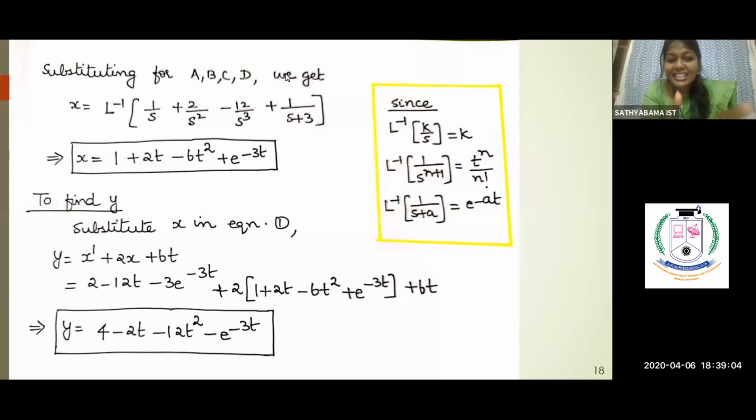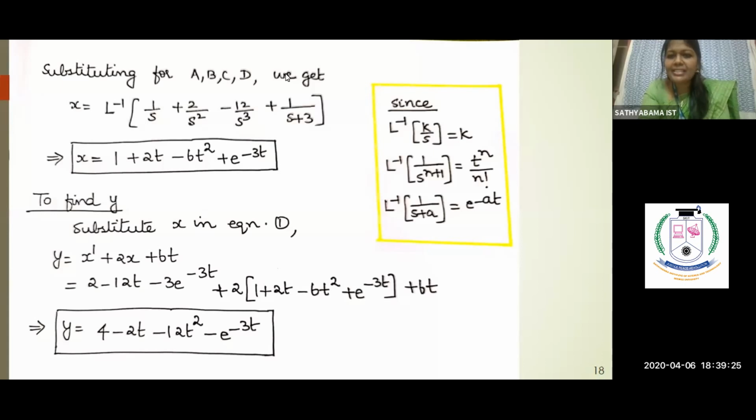Now it is really easy to find L inverse because I've separated the factors. Now I have a formula. All I have to do is use it. So what is L inverse of 1 by S? If in case you do not know the L inverse formula, I've written it again on the side. I've highlighted it. Please look at the formula. What is L inverse of 1 by S? L inverse of K by S is K, where K is any constant.